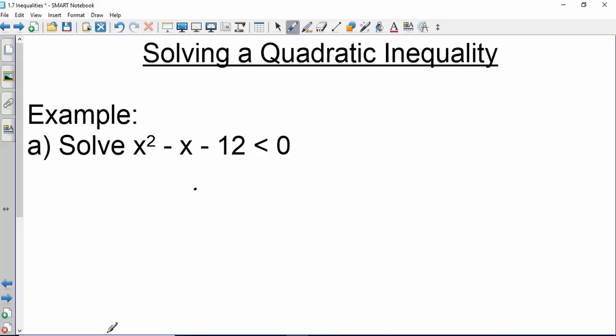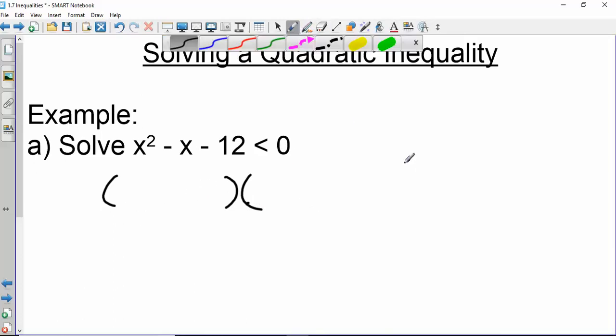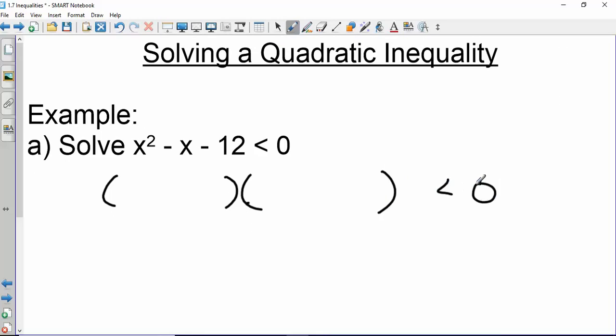Can I do the shortcut? Yes. 1x squared, we can do the shortcut. Okay. So x squared breaks into x. What two numbers multiply to negative 12 and add to negative 1? Negative 4.